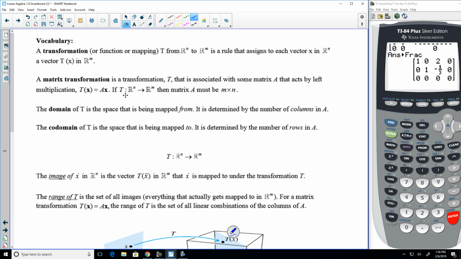So a matrix transformation is a transformation T that is associated with some matrix A that acts by left multiplication. So your definition just becomes A times x. To plug the x into the transformation and perform the transformation, all you have to do is multiply on the left by the matrix A. And those are the ones that we're really interested in. And this says if T is a mapping from Rn to Rm, then A must be m by n. So we know what size it has to be in order for it to work.